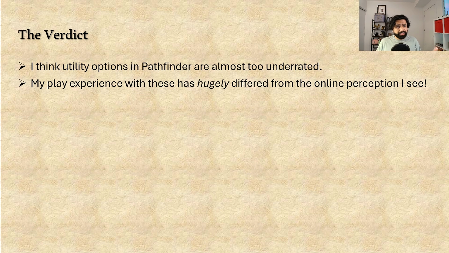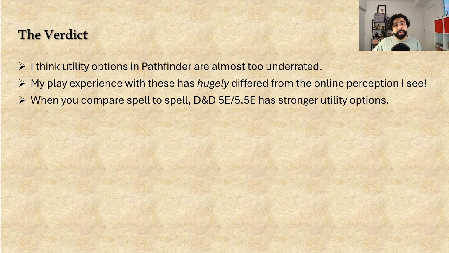Online discourse for Pathfinder utility spells almost exclusively focuses on how weak they are compared to what you would find in D&D 5e, D&D 5.5e, or even Pathfinder 1st edition, and yet that just doesn't seem to matter at the actual table. So what gives? I think following through on all of the arguments I've set up so far, I come to this conclusion. If you compare spell to spell between the two games, D&D 5e and 5.5e has the obviously stronger utility options.